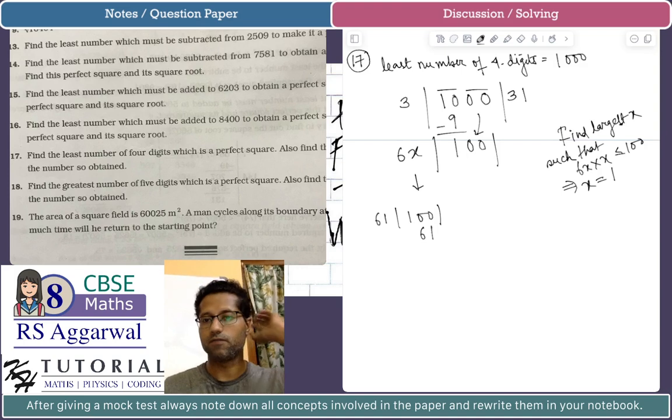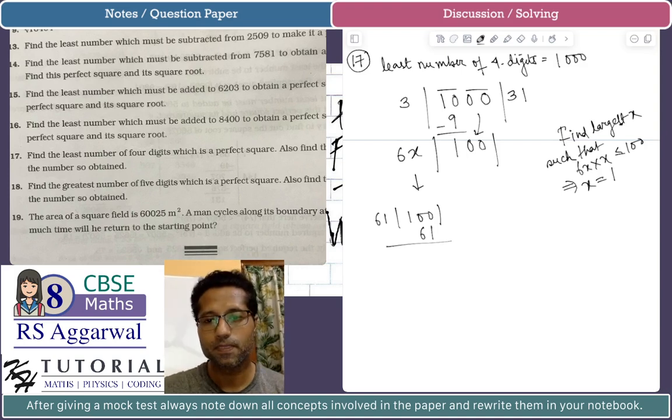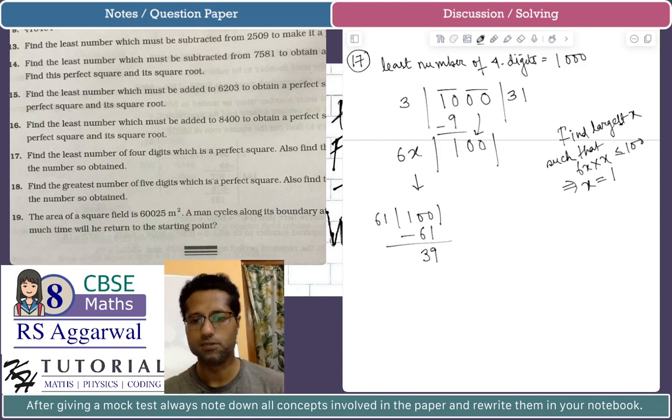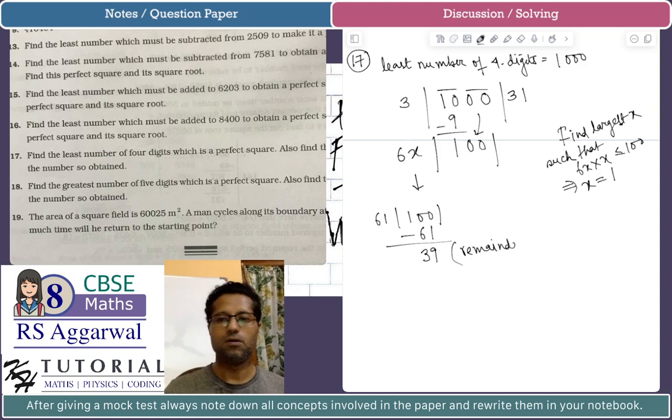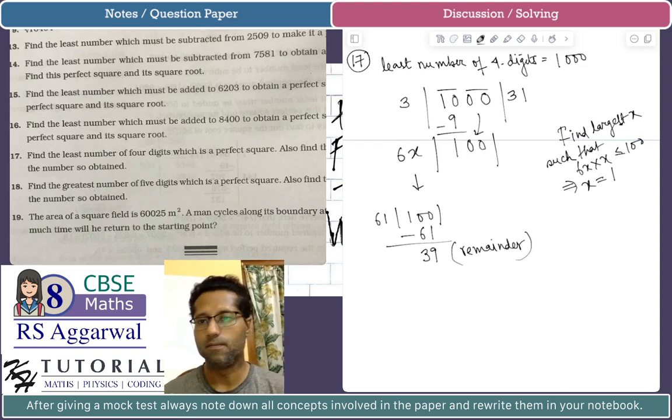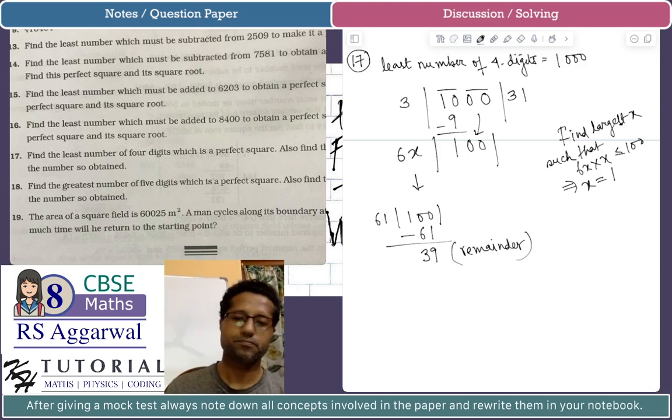61 will get subtracted from the dividend, which was 100. 100 minus 61 is 39, and we have no more periods. So 39 is the remainder of the long division method. Now the question is, what is the least 4-digit number which is a perfect square?